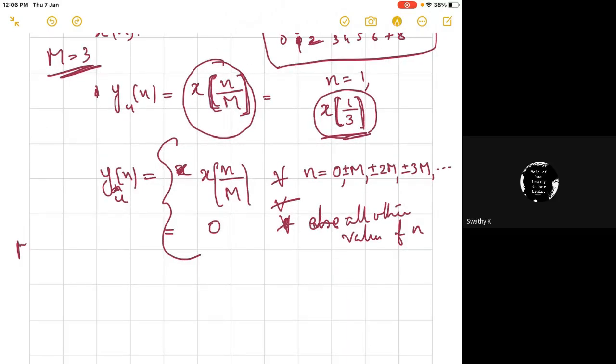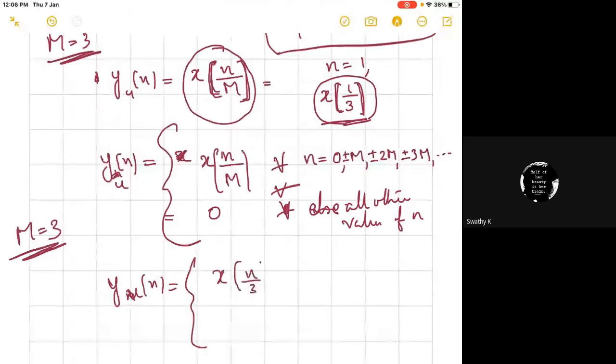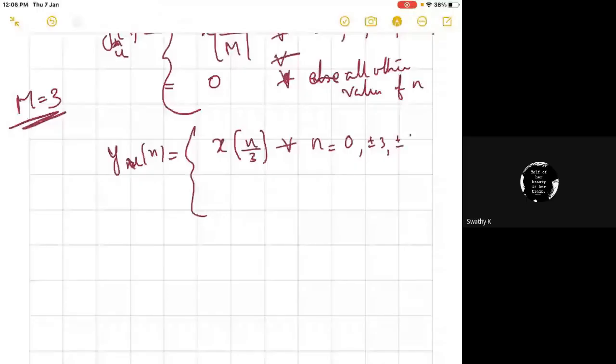Suppose M is some value, 3. Then y[n] is basically x of n by 3 for n equal to 0, plus or minus 3, plus or minus 6, plus or minus 9, that is multiples of 3, and 0 for all other n.